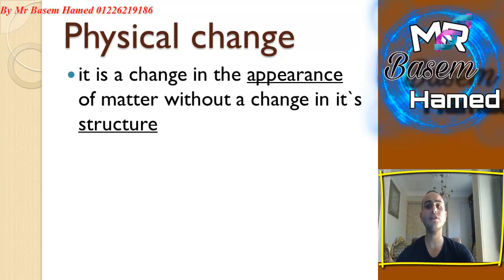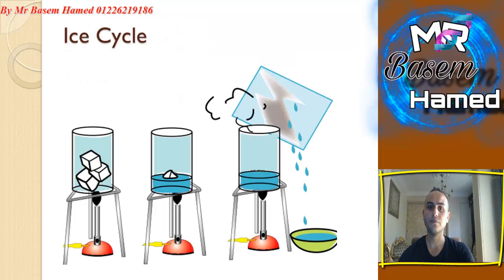First, the physical change. It is a change in the appearance, in the shape only of matter, without change in its structure or composition. Like the ice cycle. In the ice cycle, the water changes into vapor, and the vapor returns to water, and the water can be frozen, and the ice can be melted, changing into water, and the water changes to water vapor. So the shape of water changes, but it's still water. So the shape changes and the structure does not change. So this change is a physical change.